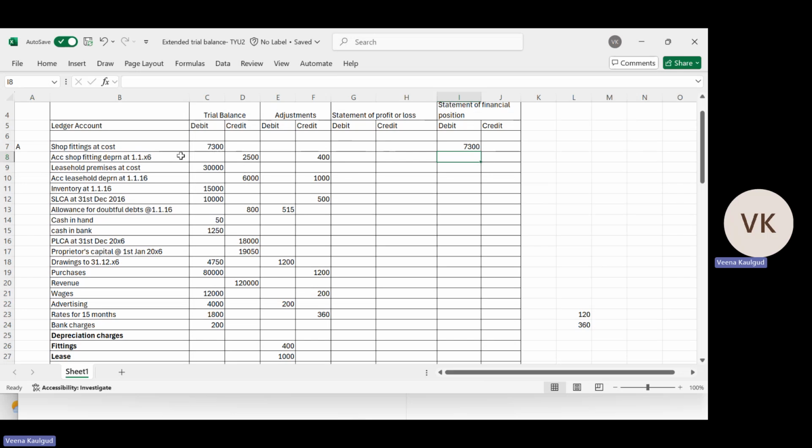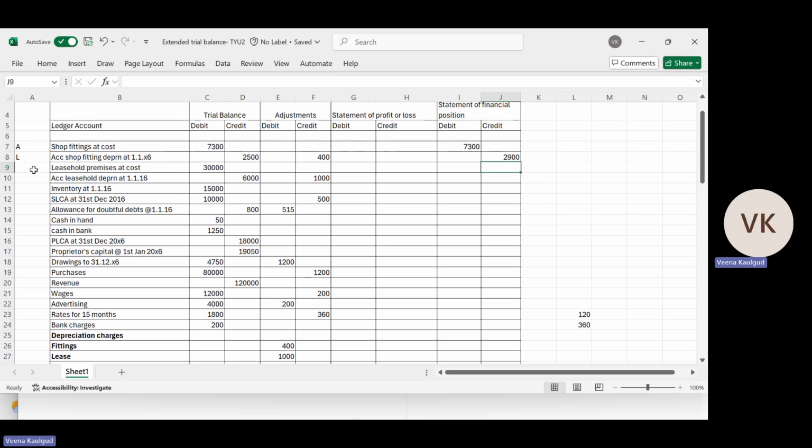Accumulated depreciation on the fittings, now this one is a liability. So L. The shop fitting depreciation was already 2,500. It is a further credit. Credit plus credit is a further credit. Because it's a liability, it goes on the credit side. So it equals 2,500 plus 400. That will give you 2,900.